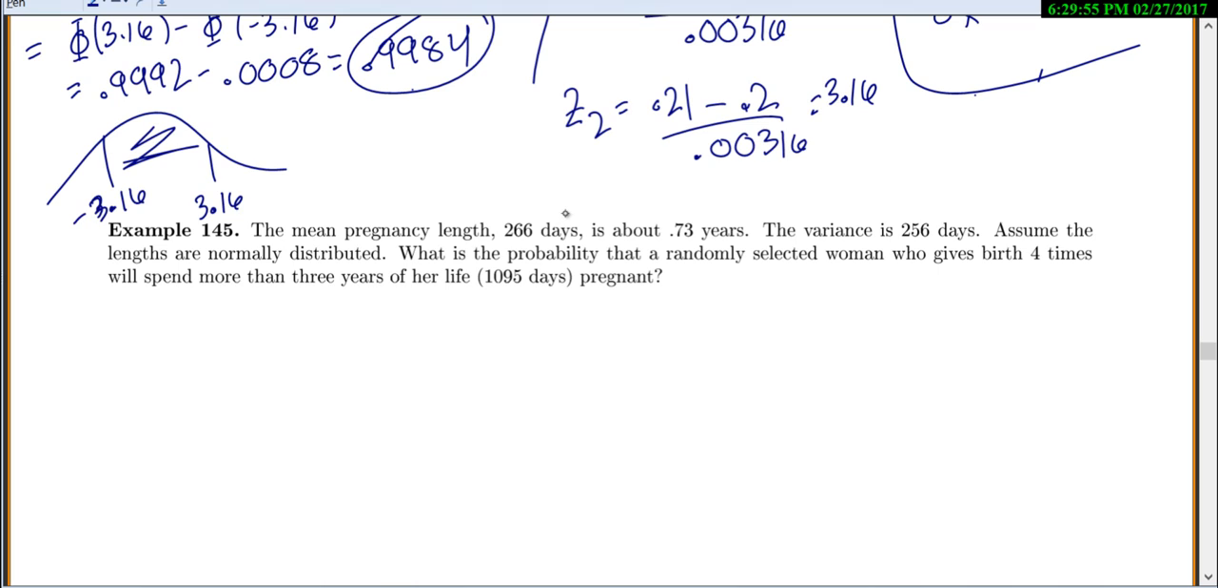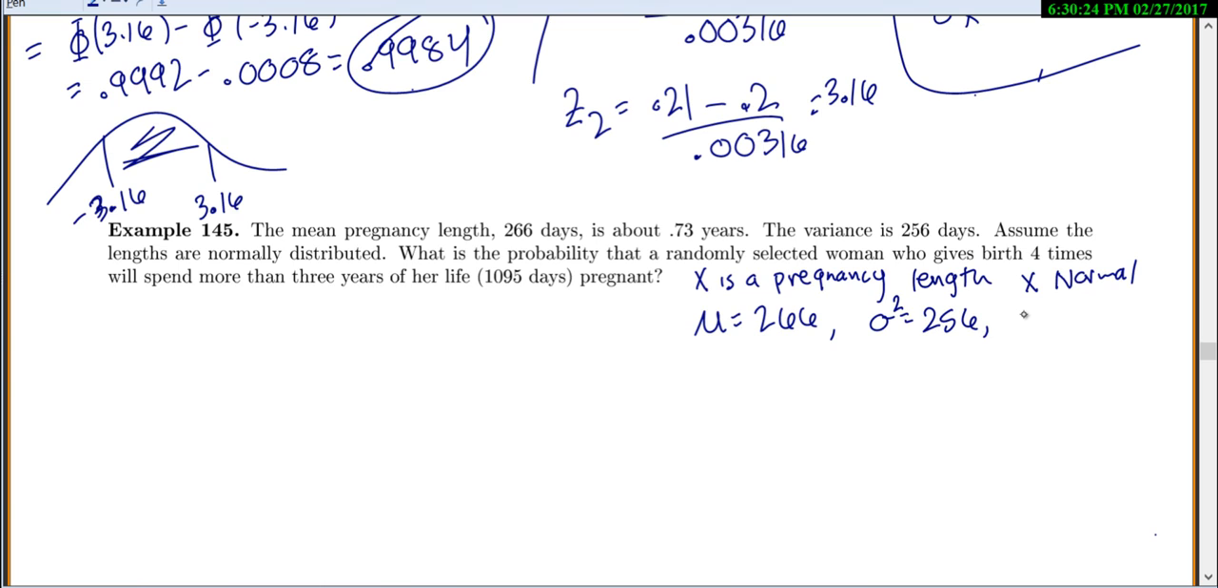Okay, so there's a lot in there, but it's telling us that X is a pregnancy length. And X is normal. And the mean is 266. And the standard deviation is, oh, it didn't tell us the standard deviation, it told us the variance is 256. And that means then our standard deviation would be 16.